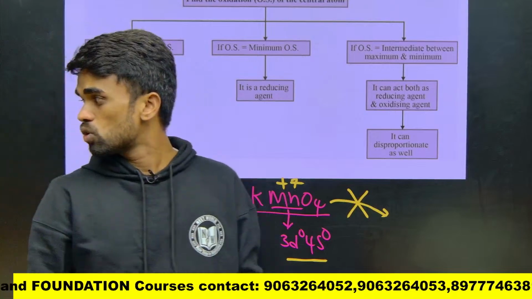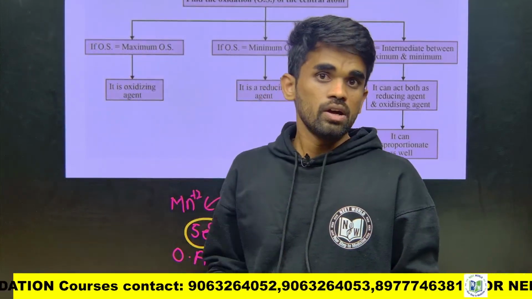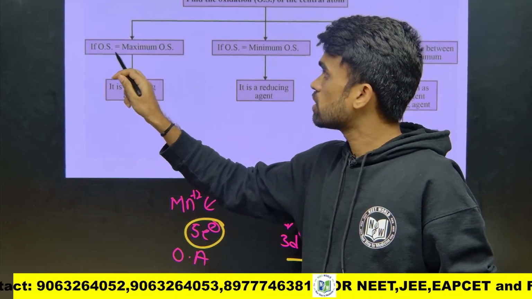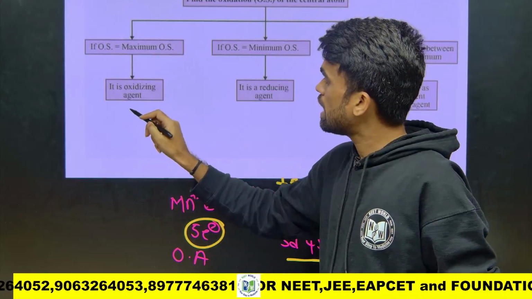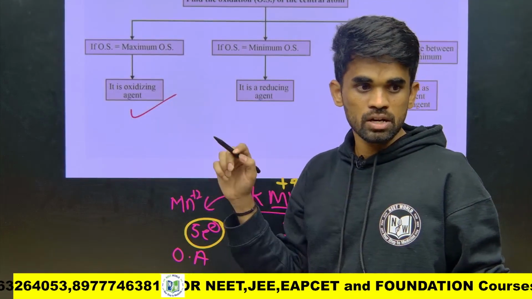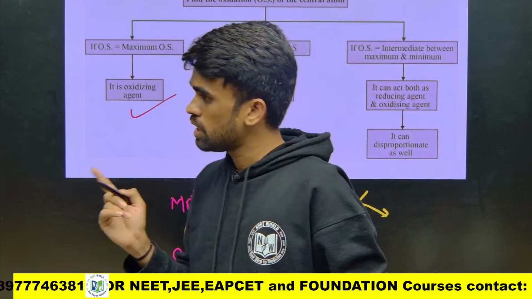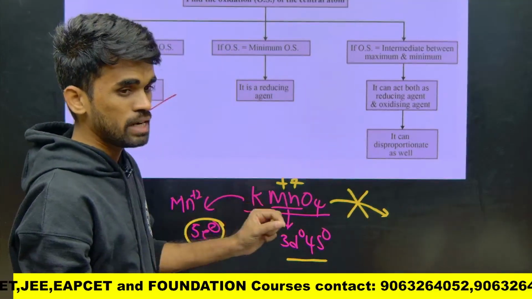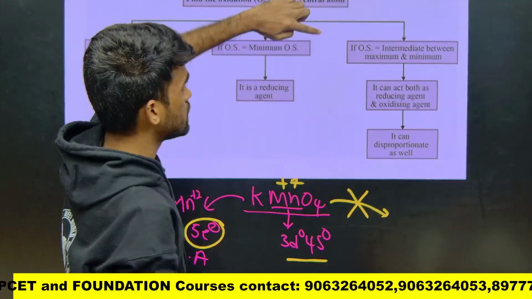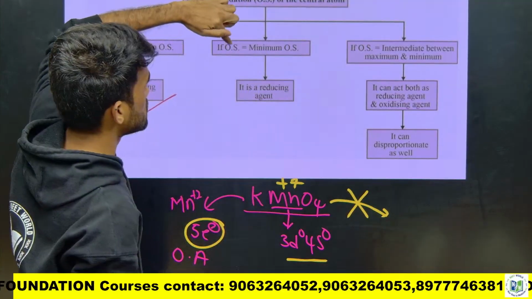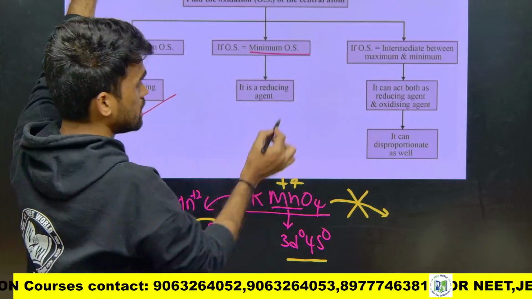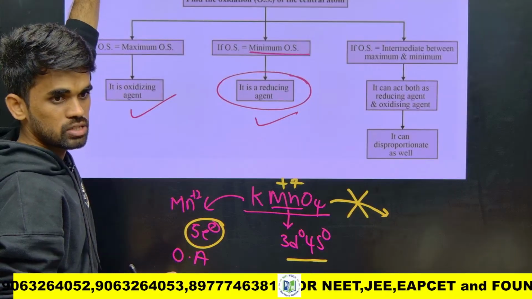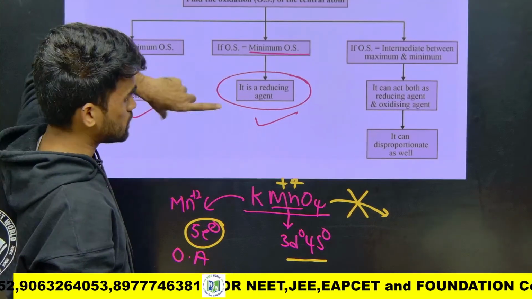So what we can conclude from this part: if a species has an oxidation state equal to its maximum oxidation state, it can only act as an oxidizing agent, but not as a reducing agent. A similar story applies to the reducing agent. If an element is in its minimum oxidation state, then it can act only as a reducing agent, but not as an oxidizing agent. Hope it is also clear. These points are to be remembered.